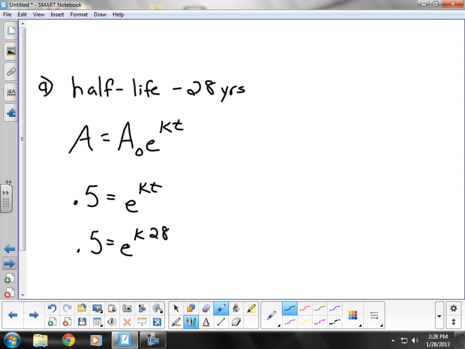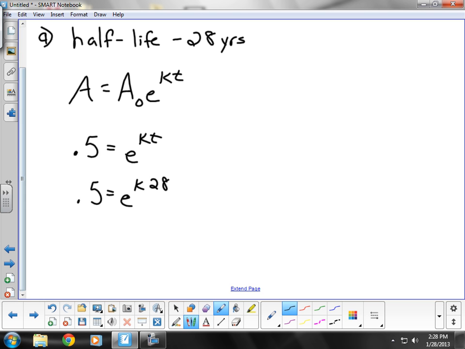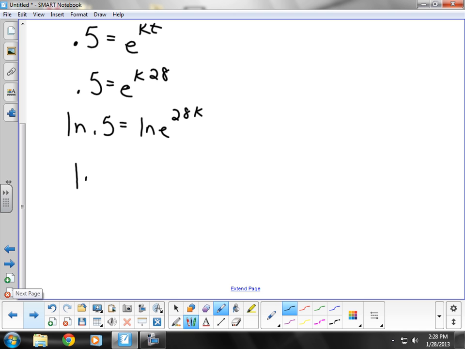28, and they'll give that to you. If they give you the half-life, then that's what they're giving you, the time it takes for this ratio here to be 0.5. Then you can use the ln, and the ln of 0.5 is equal to the ln of e to the 28K. So the ln of 0.5, or a half, however you want to write it in there, divided by 28. A divided by A sub 0 is 0.5. If it's a half-life, we've taken half of it. So it'll always be 0.5.